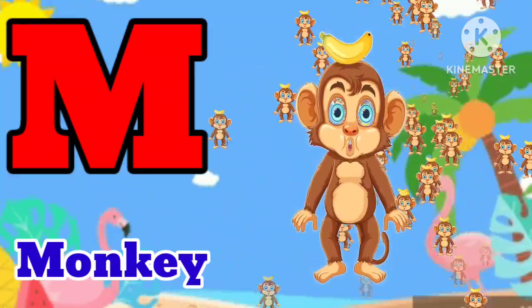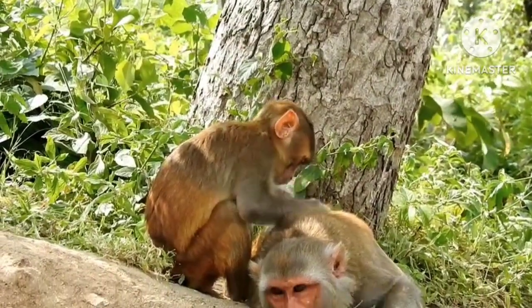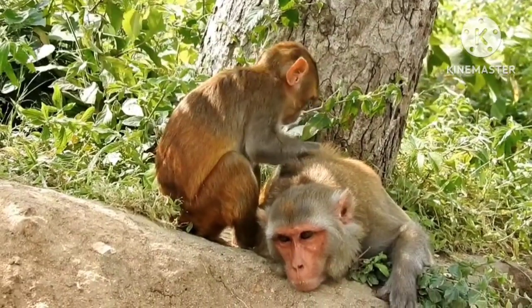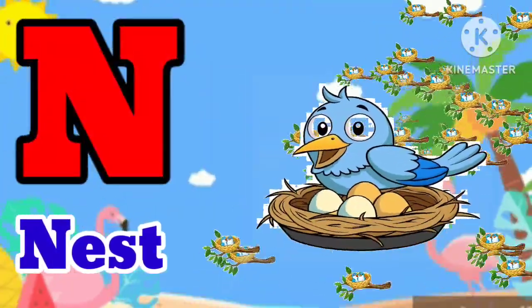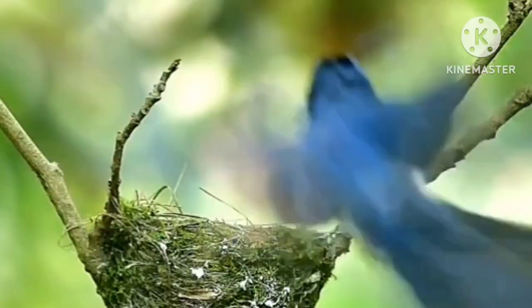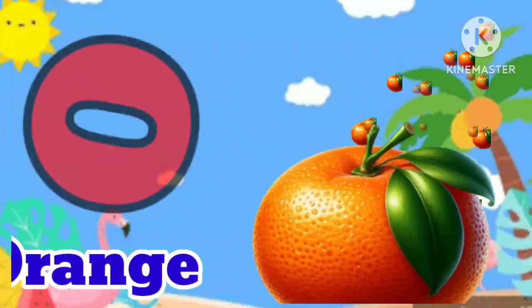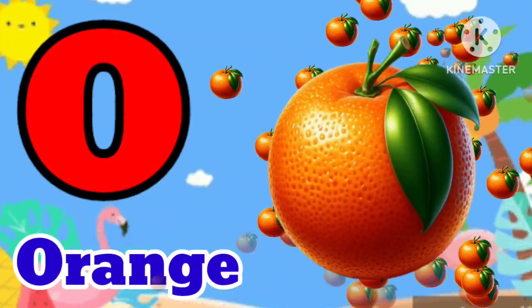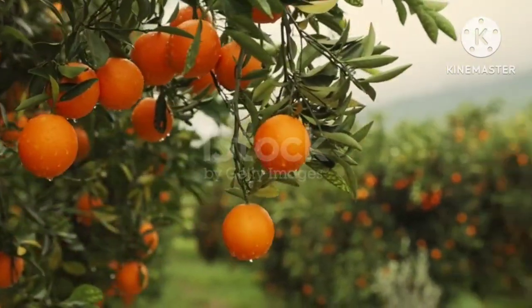M for monkey. Monkey means? Bandar. N for nest. Nest means? Ghosla. O for orange. Orange means? Santra.